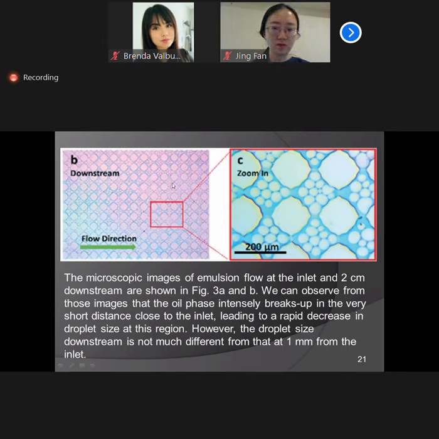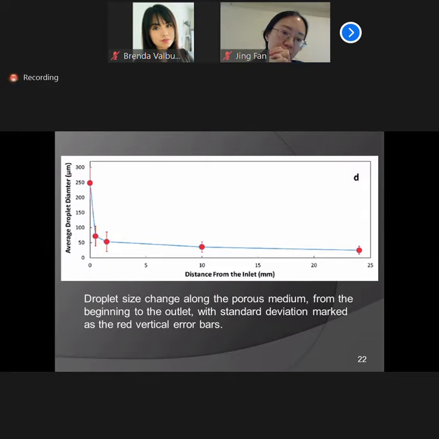So this is how the size of the oil droplets changes. In the beginning it's very big, and after getting into the 2.5D micromodel, it becomes small.